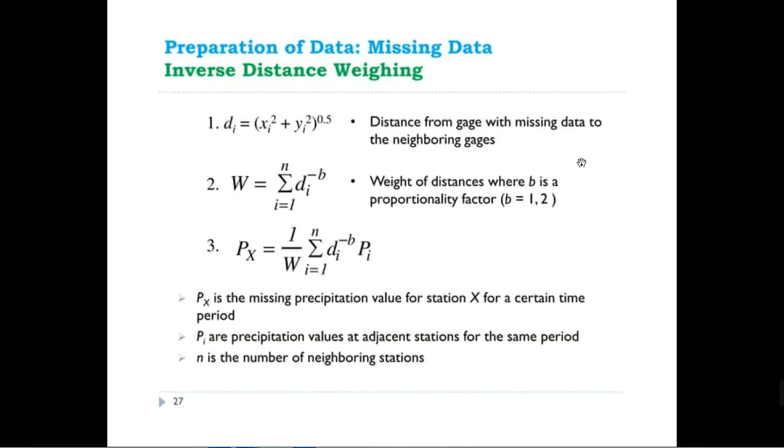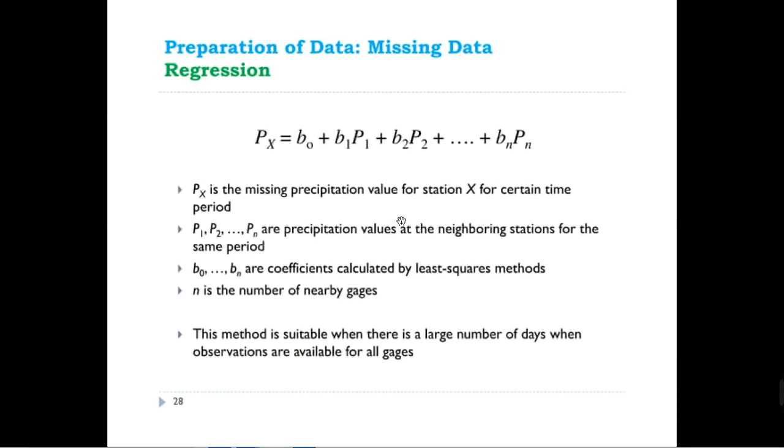Some of these, the distance from the gauge with missing data to neighboring gauges, weight of distance, these are some formulas. Preparation of data, missing data, regression. Px is the missing precipitation value for station X for certain time periods. P1, P2 and Pn are precipitation values at neighboring stations for the same period. B1, Bn are coefficients calculated by the least squares method, n is the number of nearby gauges.